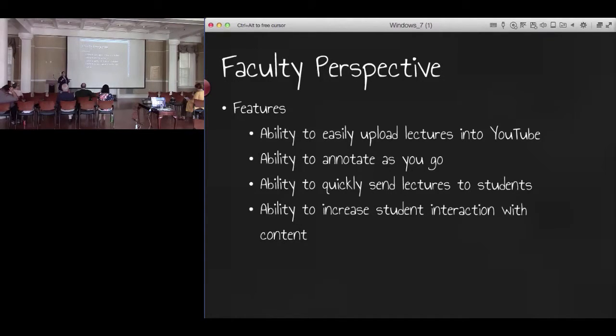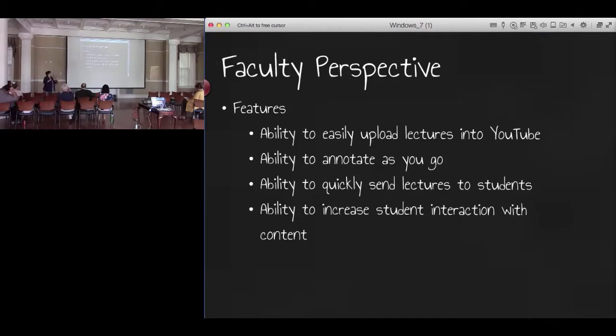For homework help, that is invaluable. If you've got somebody that you're trying to walk through how to work a problem, especially in an online class, you could quickly record it, upload it to YouTube, and send them the link. The ability to quickly send lectures to students, annotate, 2 clicks, and it's in YouTube and ready to go.